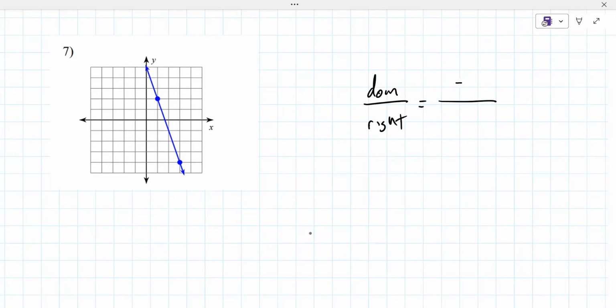-6 down, and then 2 right. Okay. So this is correct, but this would not be the answer on the multiple choice. The answer in the multiple choice would be this. Can you look at this and maybe figure out why you think it would be this?